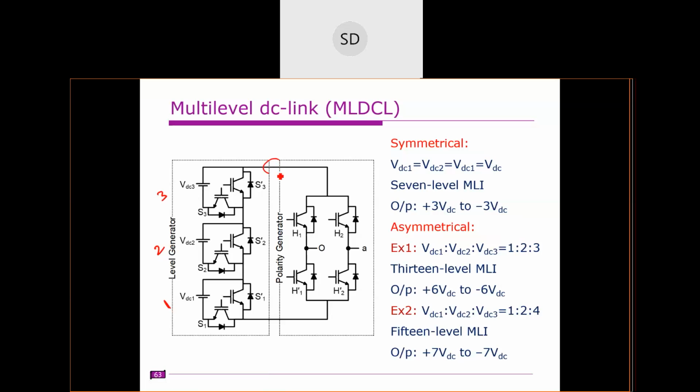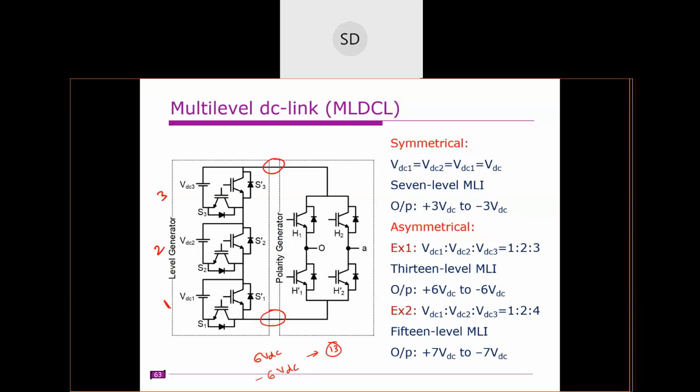So what is the maximum voltage across this one you can get? 6 VDC, right? So how many levels can you get? It varies from 6 VDC to minus 6 VDC. So that means you can get 13 levels.